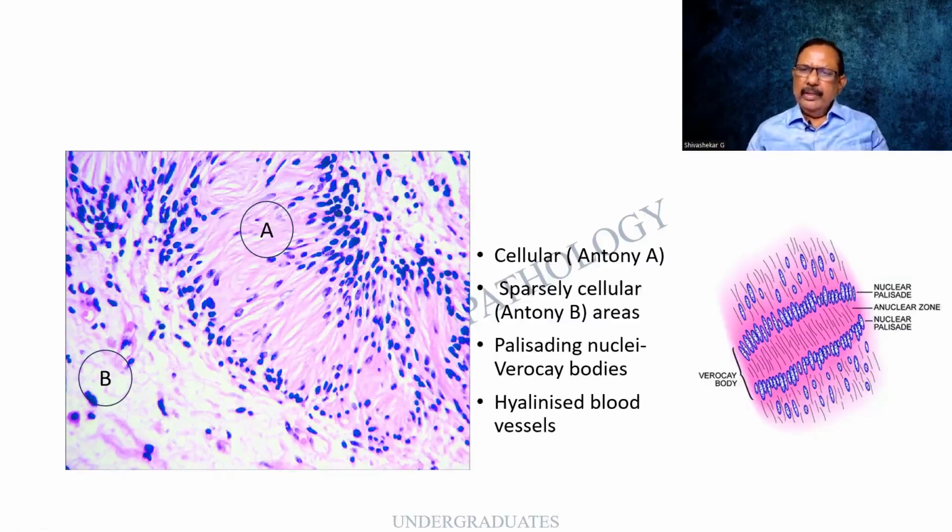And this is the cytoplasm as such. And the entire structure having this palisaded nuclei is called the Verocay body.